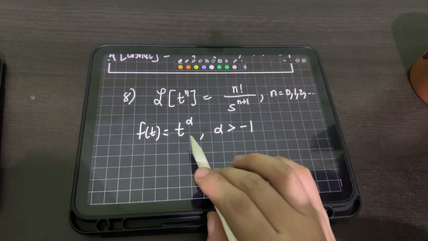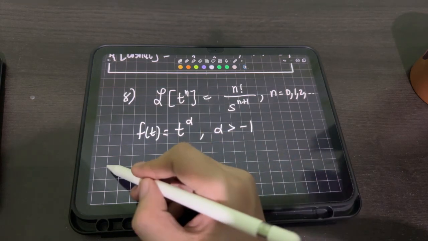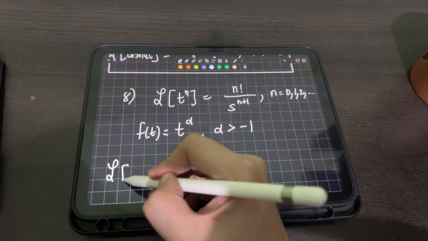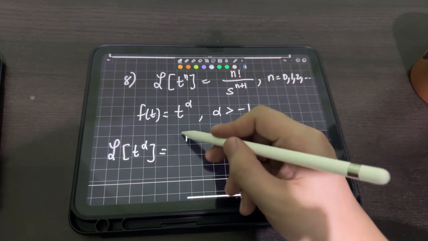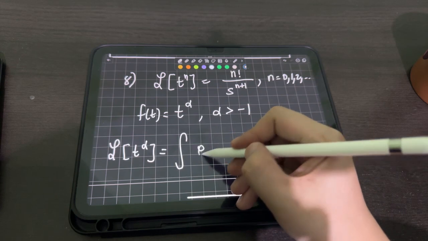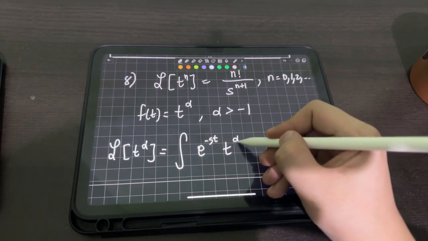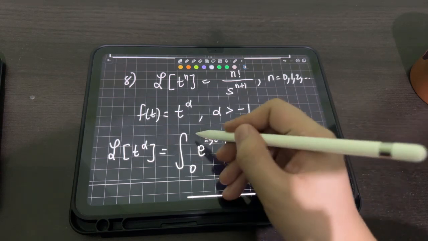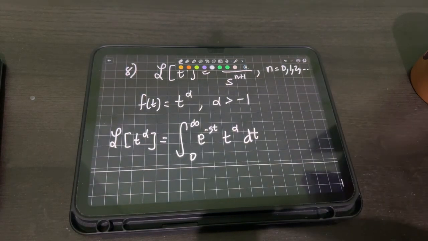Meaning it doesn't necessarily have to be whole numbers only. Any real number as long as alpha is greater than negative 1. So we will still apply the formula for finding the Laplace transform. So the Laplace transform of t raised to alpha is equal to the integral of e to the negative st times t raised to alpha dt from 0 to infinity. Okay?